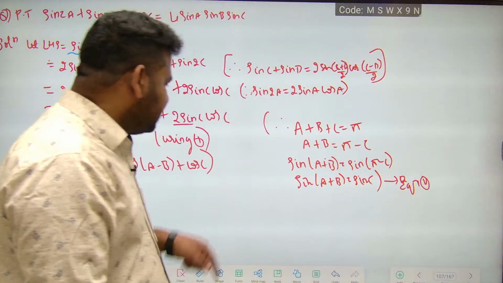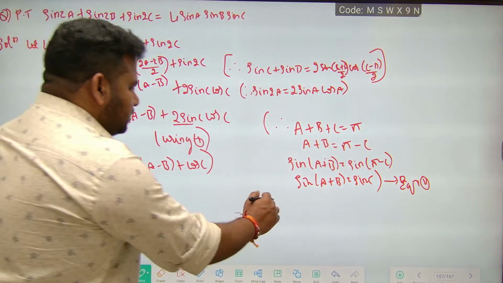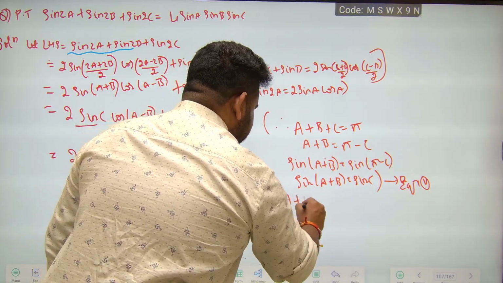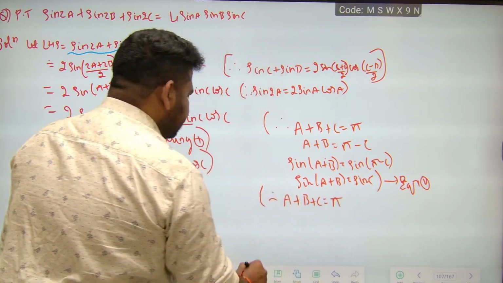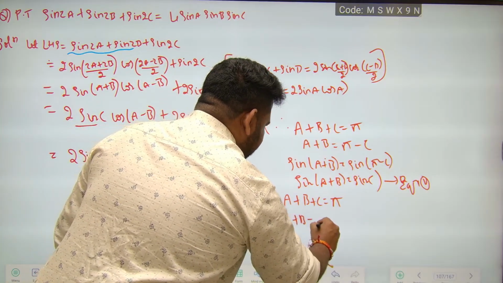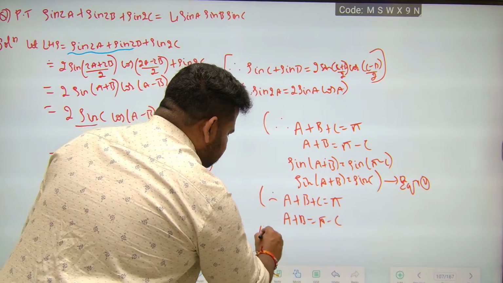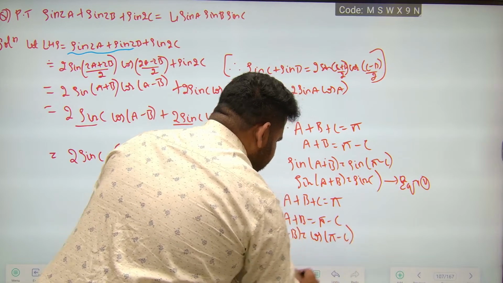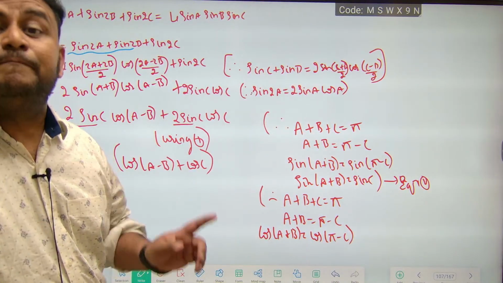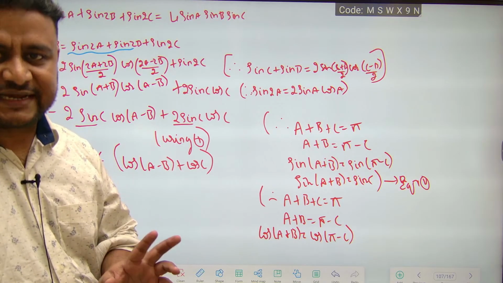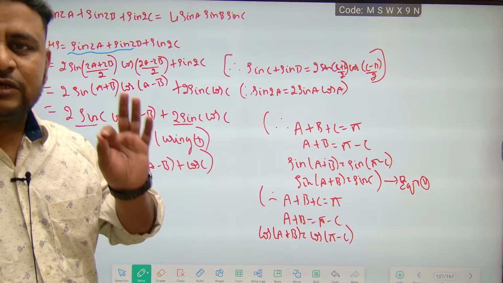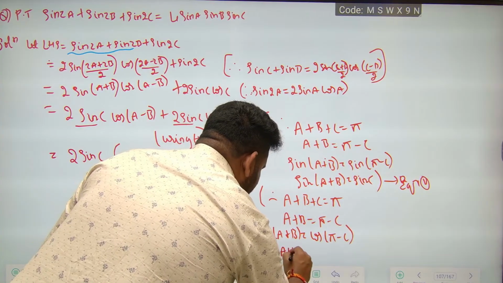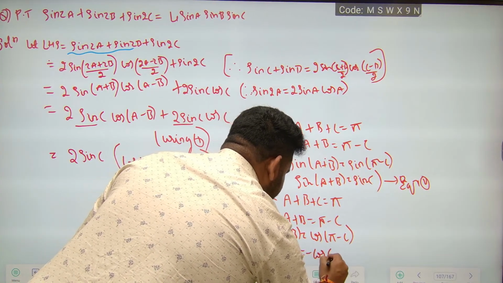Same procedure here. A plus B plus C is equal to pi, it is given. Now what can I write? A plus B is equal to pi minus C. If I apply cos, cos of A plus B is equal to cos of pi minus C. Cos of 180 minus theta is not cos theta, it is minus cos theta, friends, because pi minus means it is coming to the second quadrant. In the second quadrant cos is negative, only sin and cosecant are positive. ASTC rule. So cos of A plus B will be equal to minus cos C.